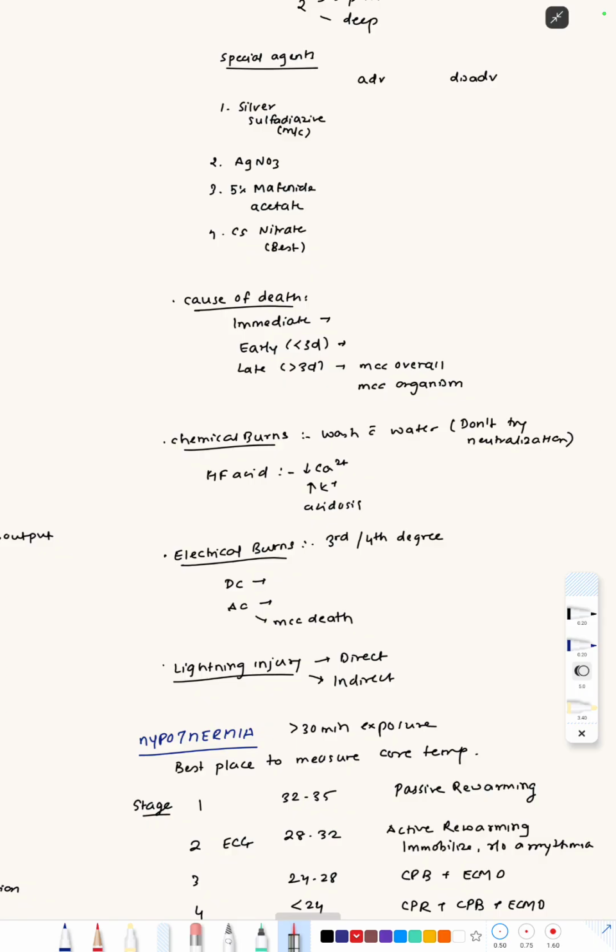Then hydrofluoric acid burns, it presents with hypocalcemia, hyperkalemia because of the muscle lysis, and acidosis. So hypocalcemia occurs because of chelation. So in that particular case, the treatment is IV calcium gluconate.